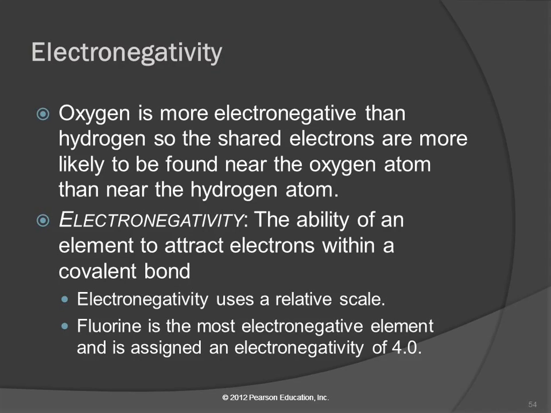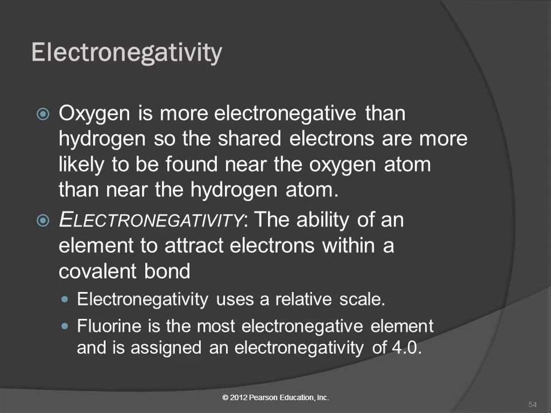This brings up a concept called electronegativity. Electronegativity is the ability of an element to attract electrons within a covalent bond. So this refers only to covalent bonds. When there's a covalent bond, the more electronegative atom will get more of the electron pair. In the hydrogen-oxygen bond, the oxygen is more electronegative, so it's more attractive to those electrons, and they spend more time near the oxygen than near the hydrogen.